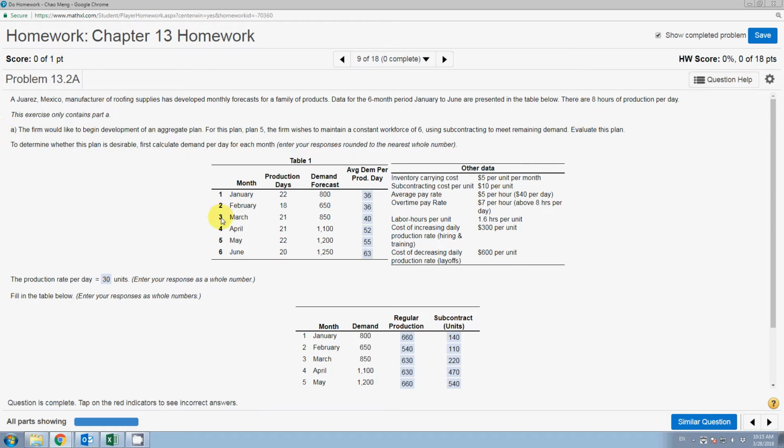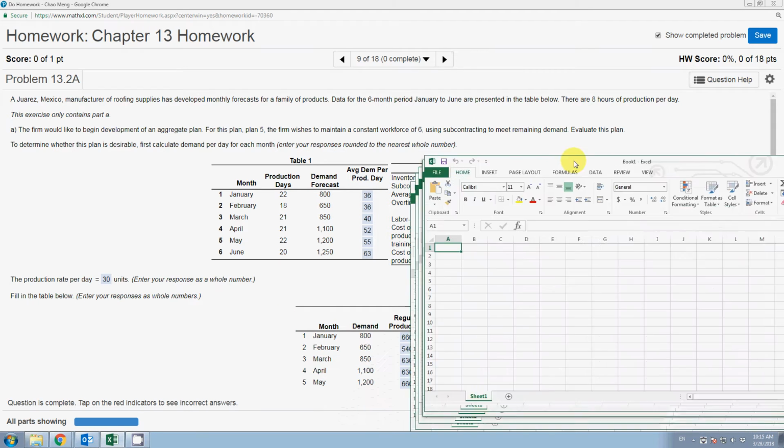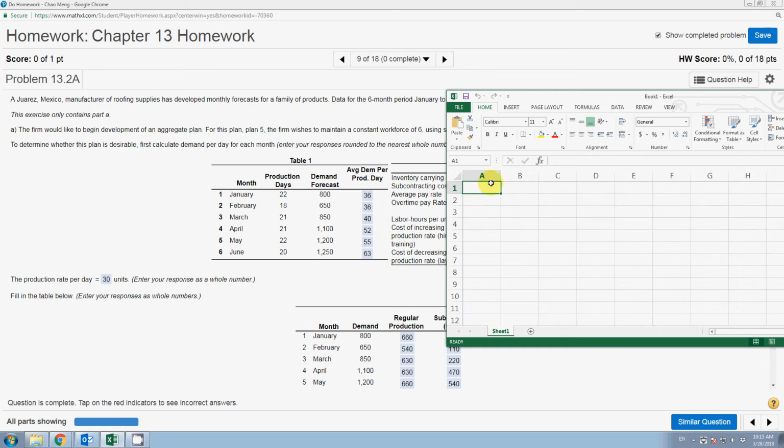For part A, we want to complete table 1, and for table 1 we need the average demand per production day. So let's do the calculation in Excel. For each month, the average demand per day is calculated by the number of units in the demand divided by the production days. So for January, the demand forecast is 800, and we have 22 production days, so that's going to be around 36.